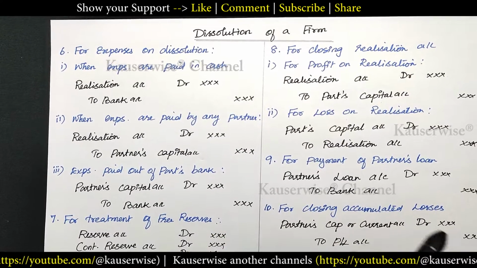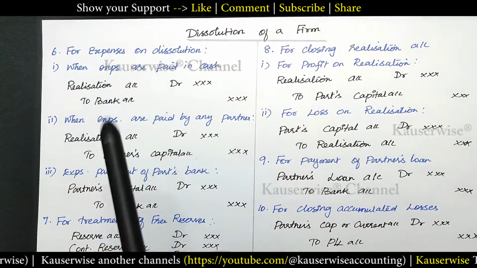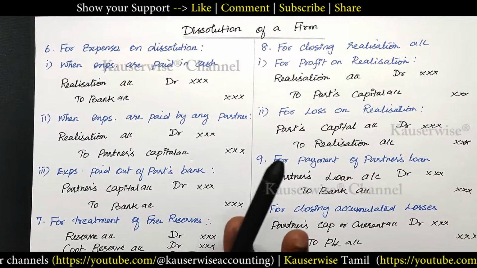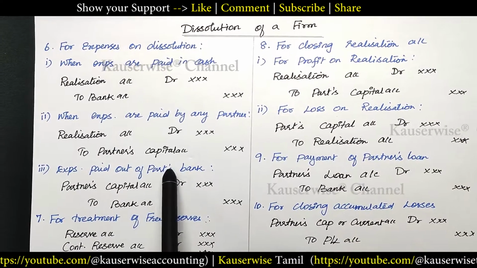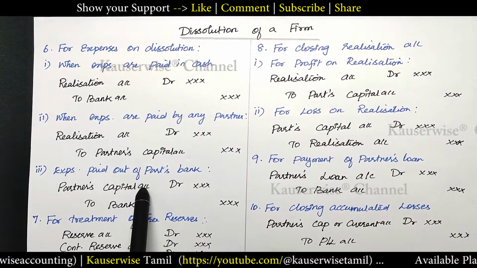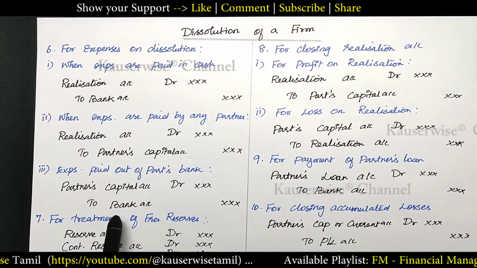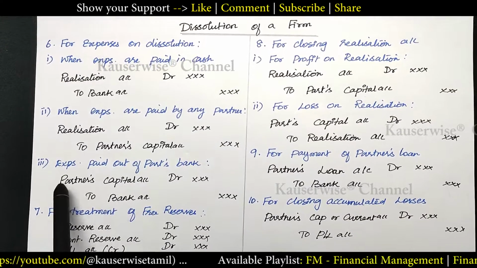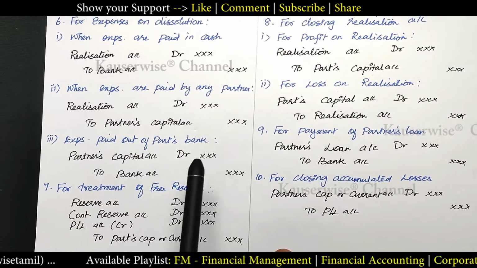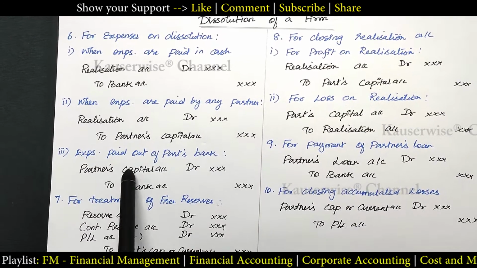Sometimes the partners will decide to make payment of the distribution expense from their own bank account. In that case, you need not record it in the realization account. Instead, you can directly enter it in the bank account. So this is the entry: partners capital account debit to bank account, because the partners are making payment out of the partners' bank account. This will have an impact on their capital account.